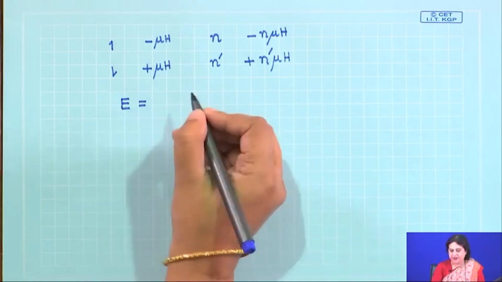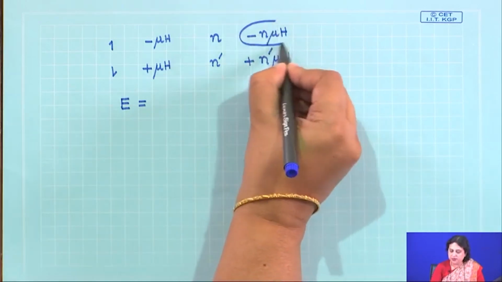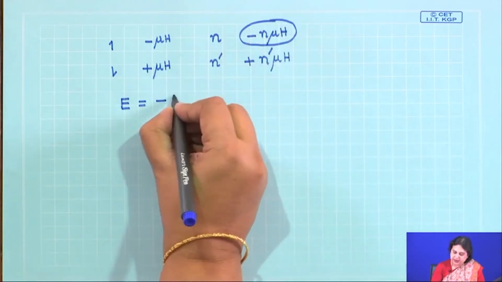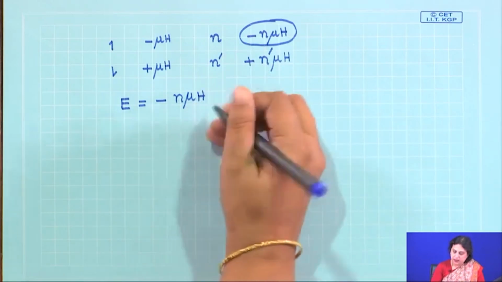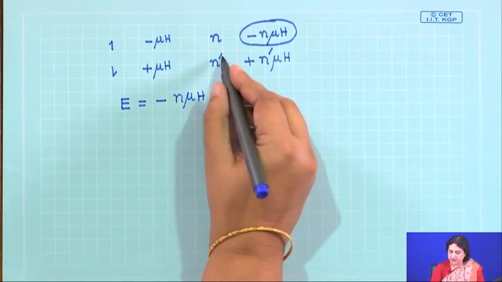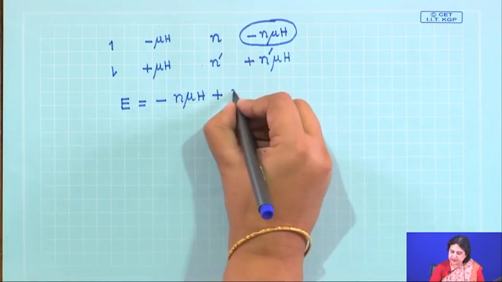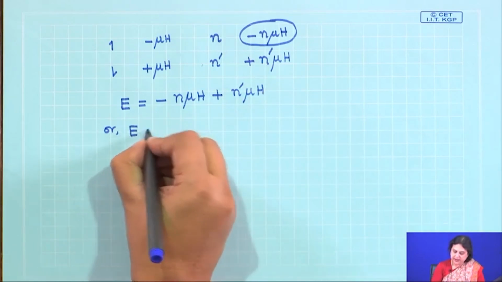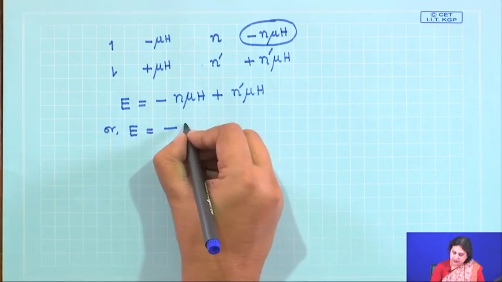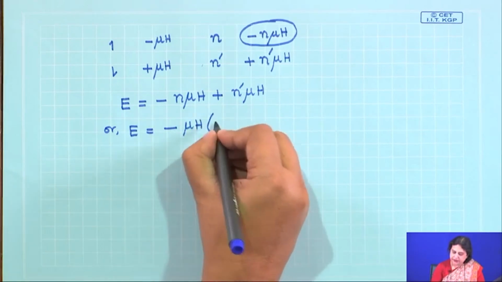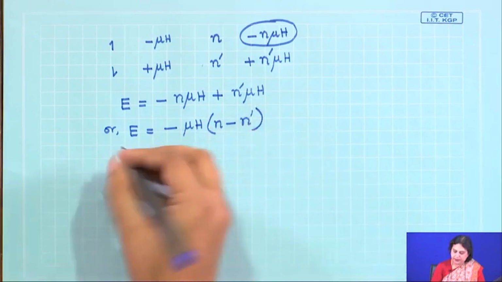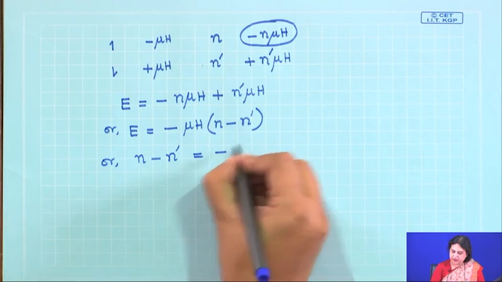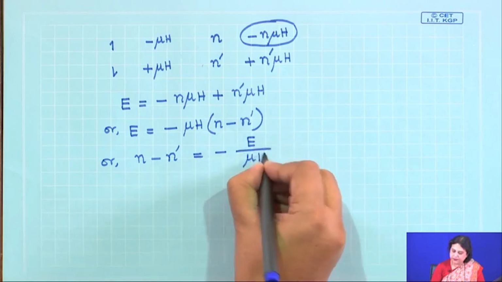Now, I have already mentioned that the total energy of the system is constant. So, E is equal to the contribution from the small n up spins, that is minus n mu h, plus the contribution from the n prime down spins, that is n prime mu h. Or I can write E is equal to minus mu h into n minus n prime, or n minus n prime is nothing but minus E by mu h.